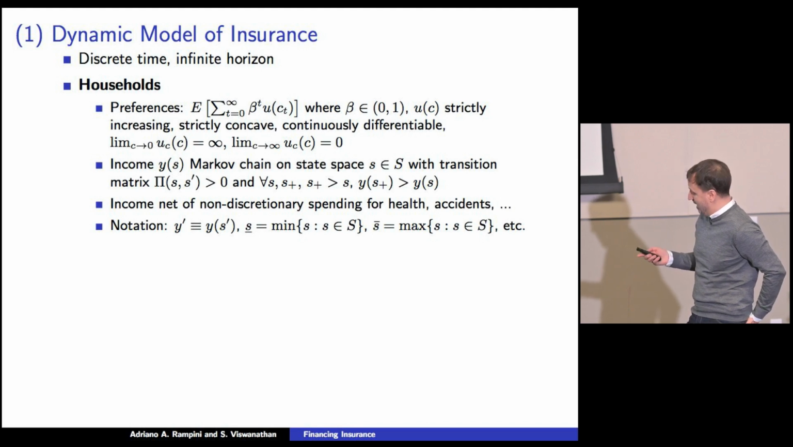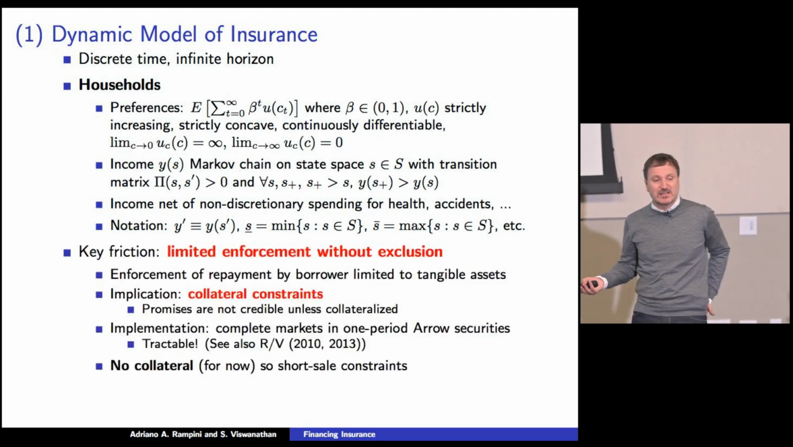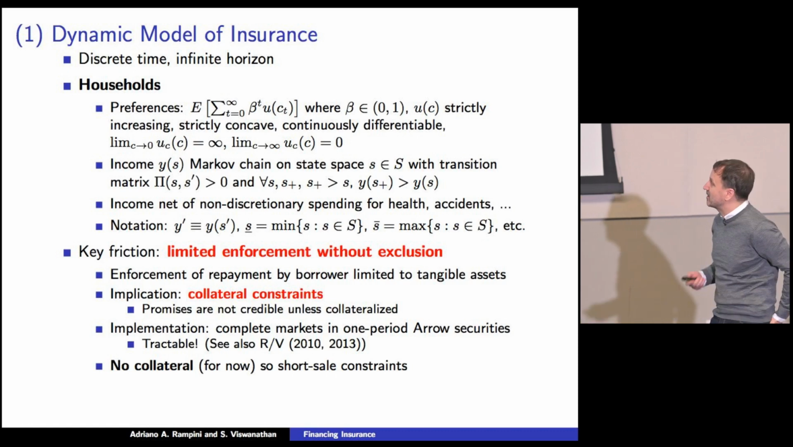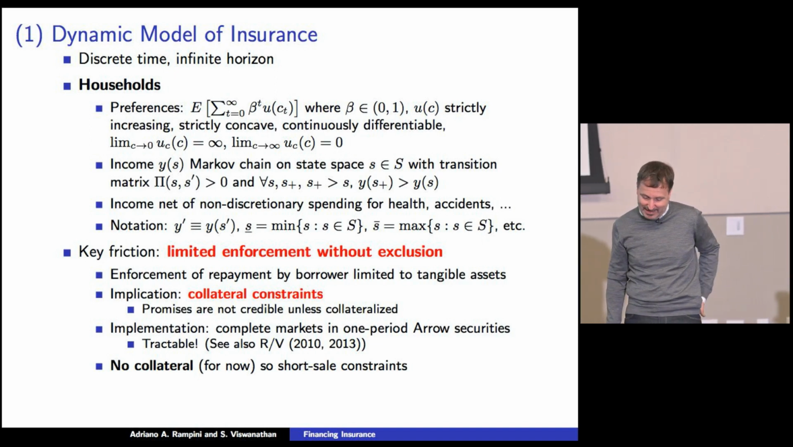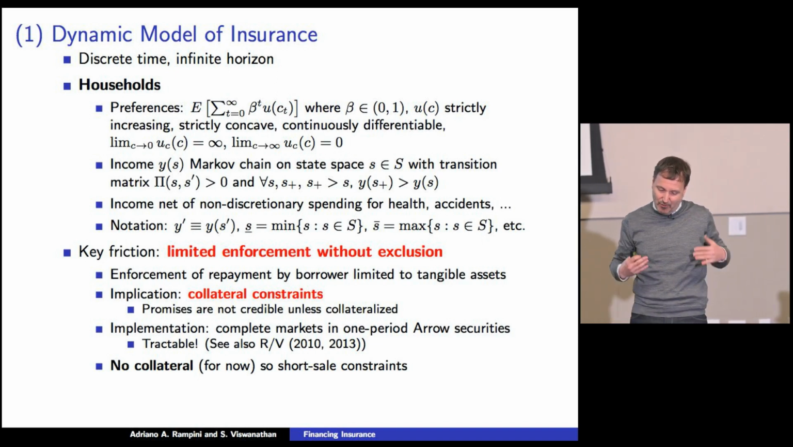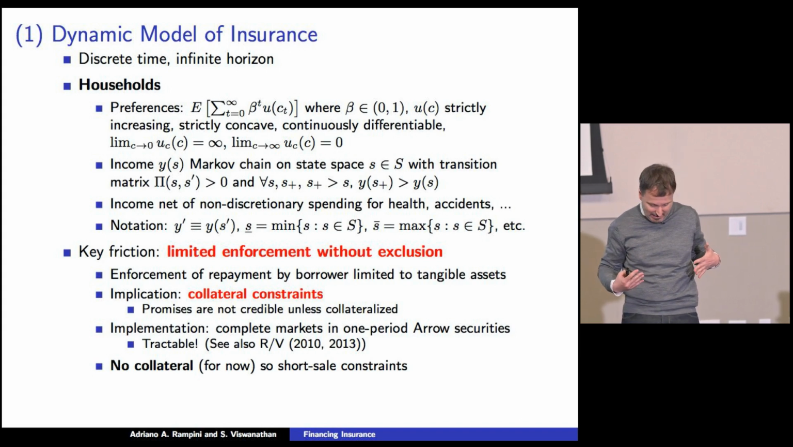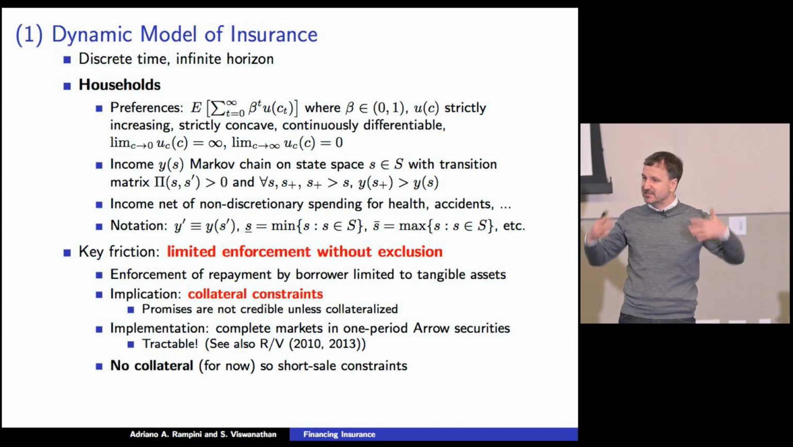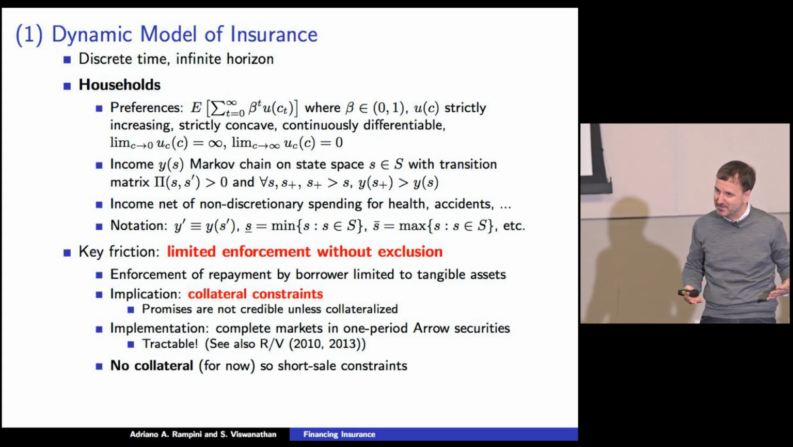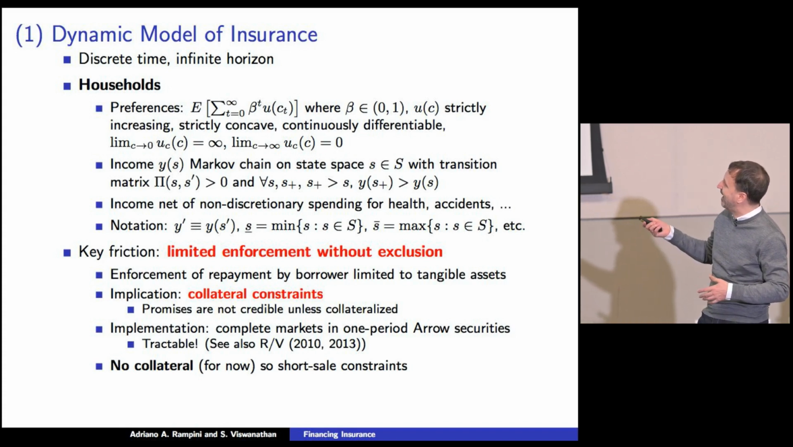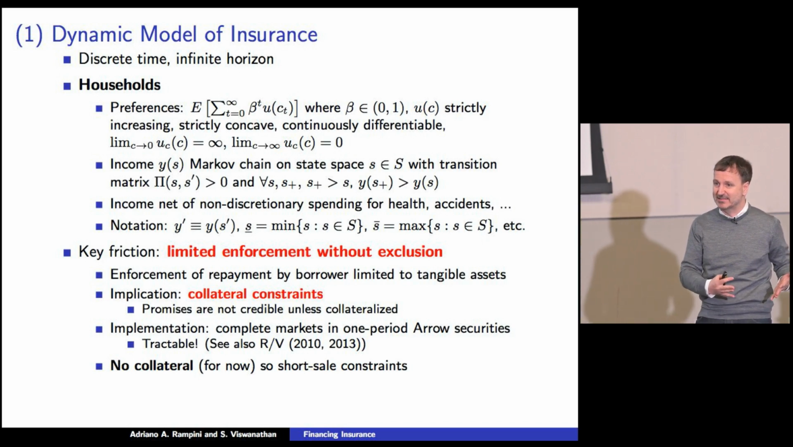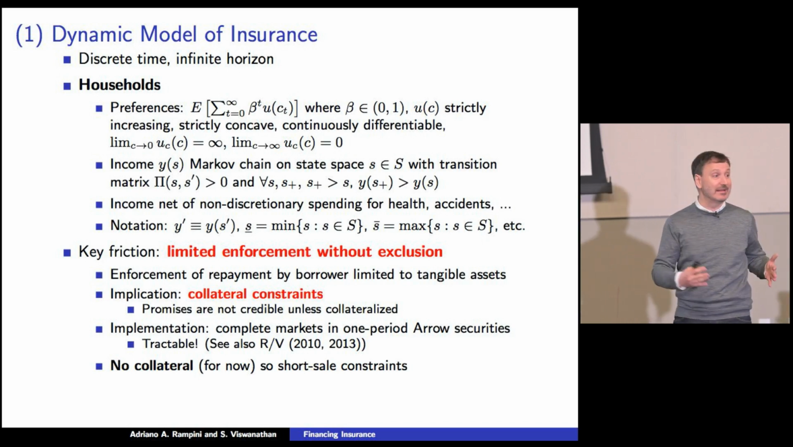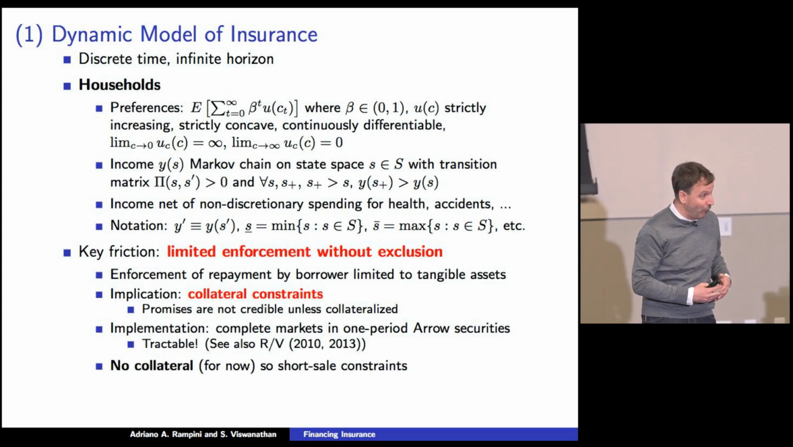All right. So what's the basic friction in the economy? It's going to be limited enforcement without exclusion, okay? So this goes back to some previous work Vish and I have done. Essentially, households can make promises, but when they default on their promises, they can abscond with their entire income and some fraction of tangible assets. And importantly, they're not excluded from any markets going forward.